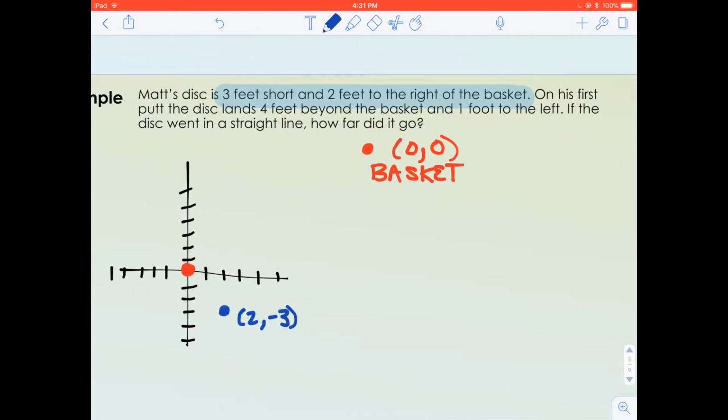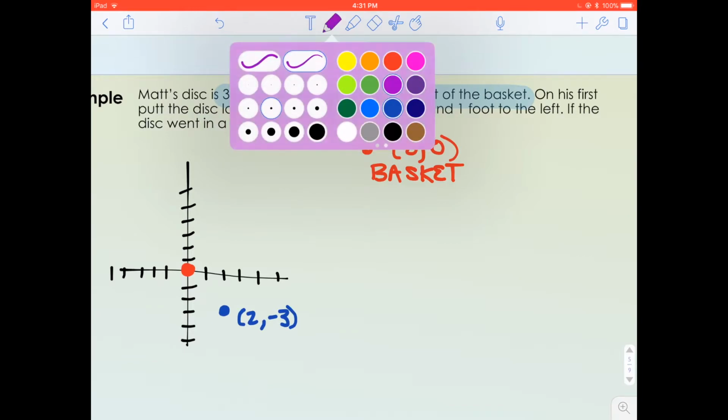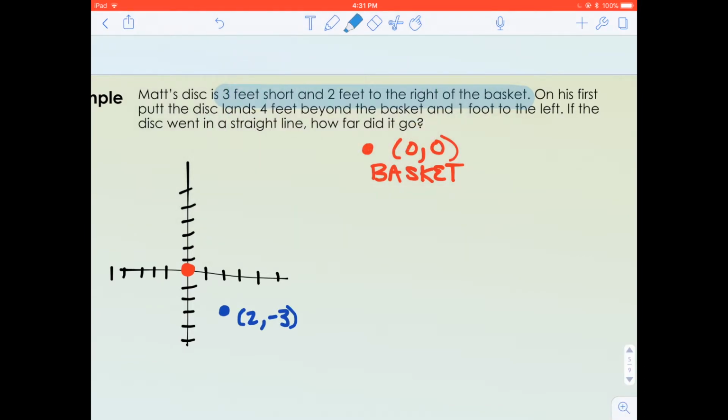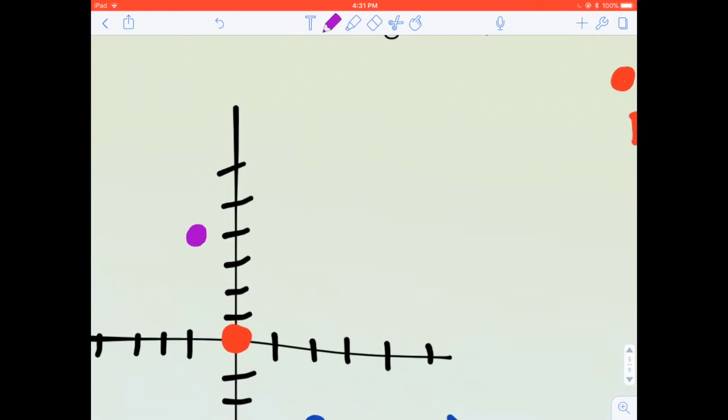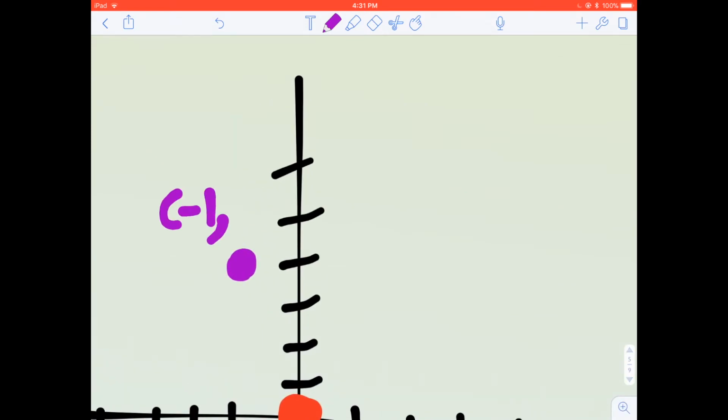On his first putt, the disc lands, let's see here, 4 feet beyond the basket and 1 foot to the left. All right, 4 feet beyond, that's 4 feet above. 1, 2, 3, 4. And 1 foot to the left, so that's -1. So that's (-1, 4).